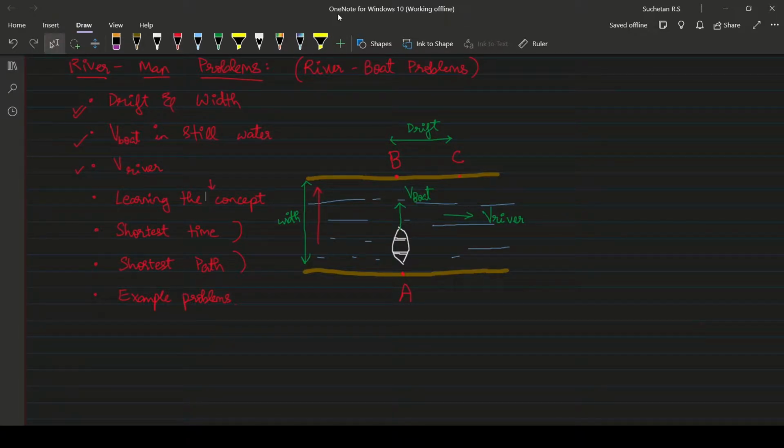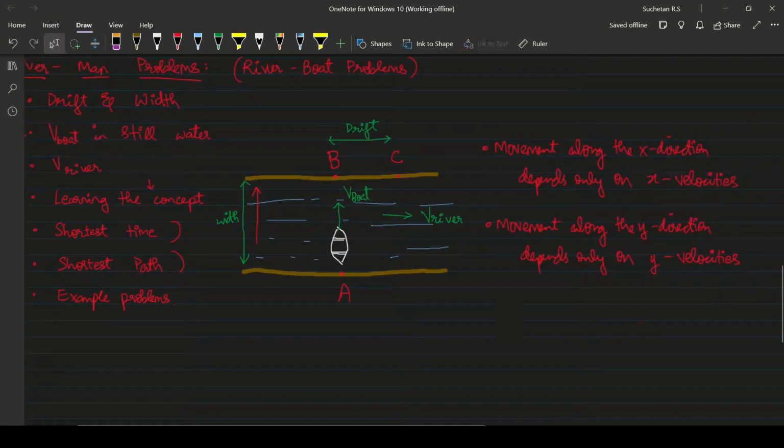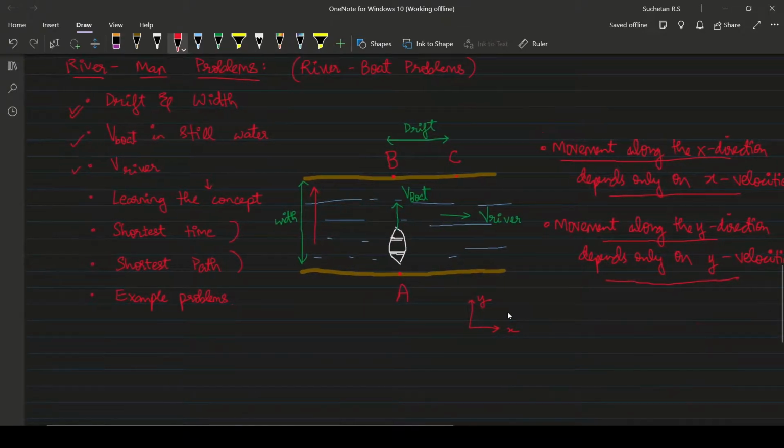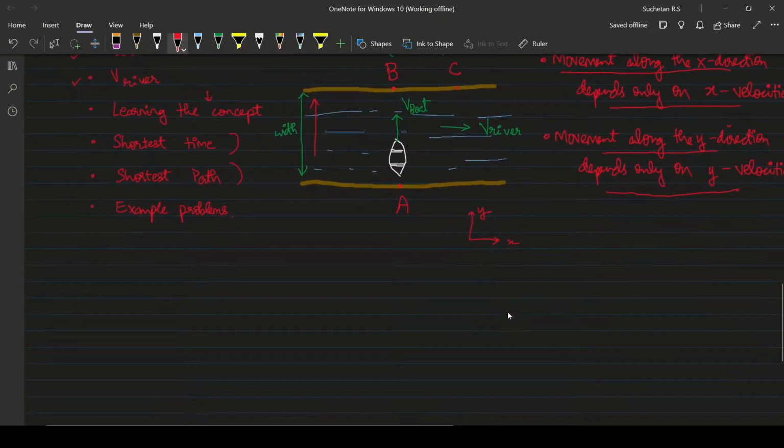When I say learn the concept, what I essentially mean is these two statements. That's it. That is, movement along the x direction depends only on the x velocities, and movement along the y direction depends only on the y velocities. So this whole space is basically divided into two axes. We all know that, x and y. So let's just solve a small problem and that will clear out everything for you.